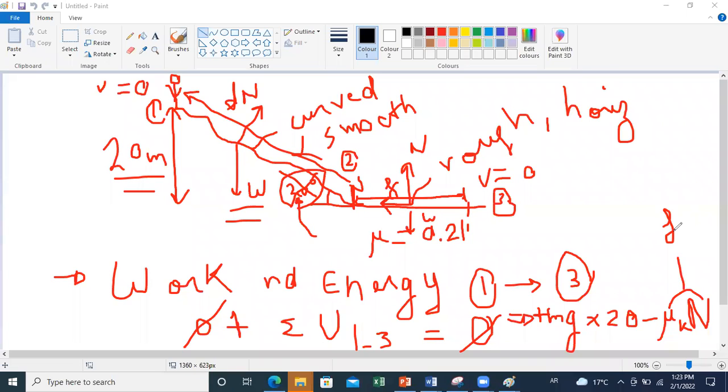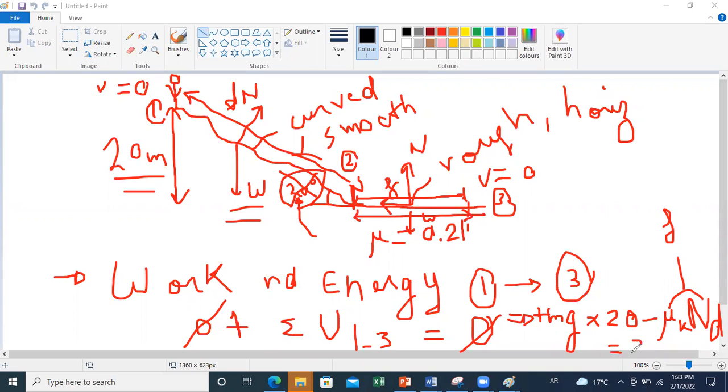times distance. Very good. The distance is what is required. The only unknown is the distance traveled before stopping. Right? Now we want to find this distance d here, the distance traveled before coming to stop at point 3. Okay, so I still need to get n. What is the value of n?